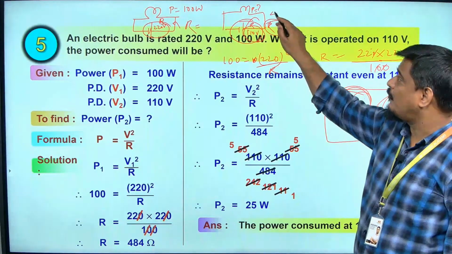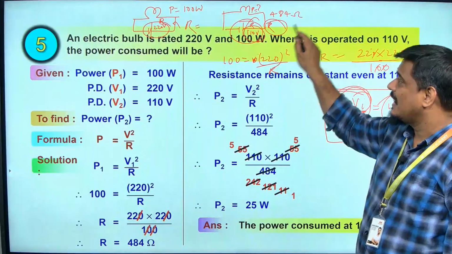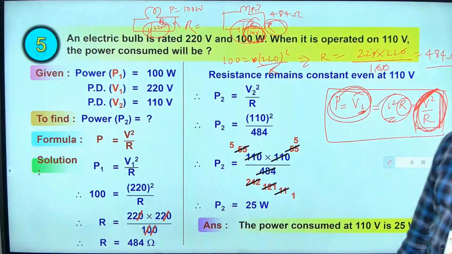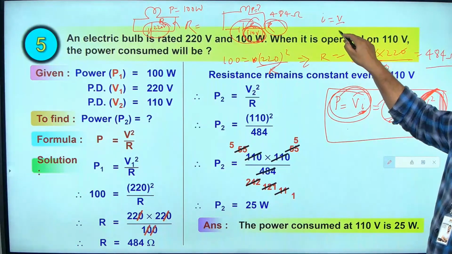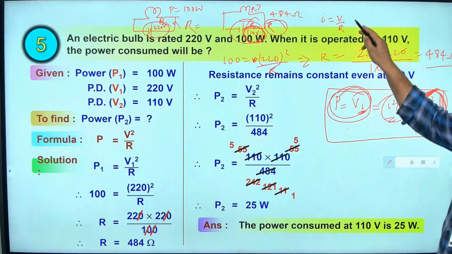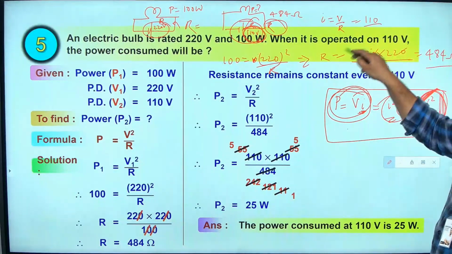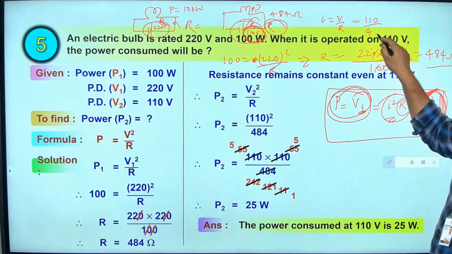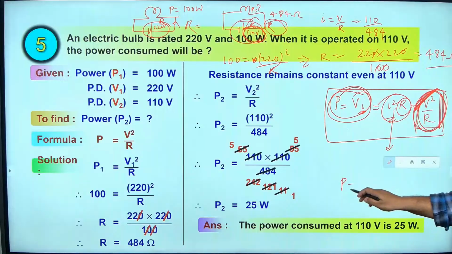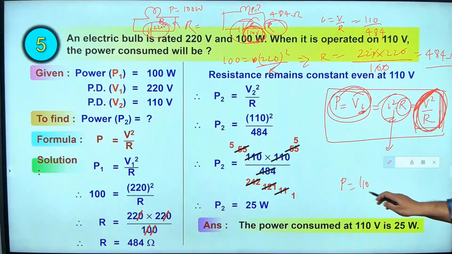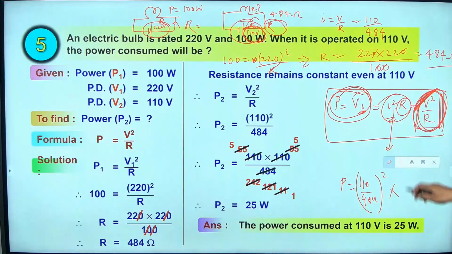Now, here I have 484 ohms and I have 110 volts. So, what will be the value of current drawn? I will become equal to V by R by Ohm's law. What is V? 110. What is R? 484. I got the value of I. And now the power formula is this if I am using as you want. Power will become equal to I square, 110 by 484 square times R. What is R?